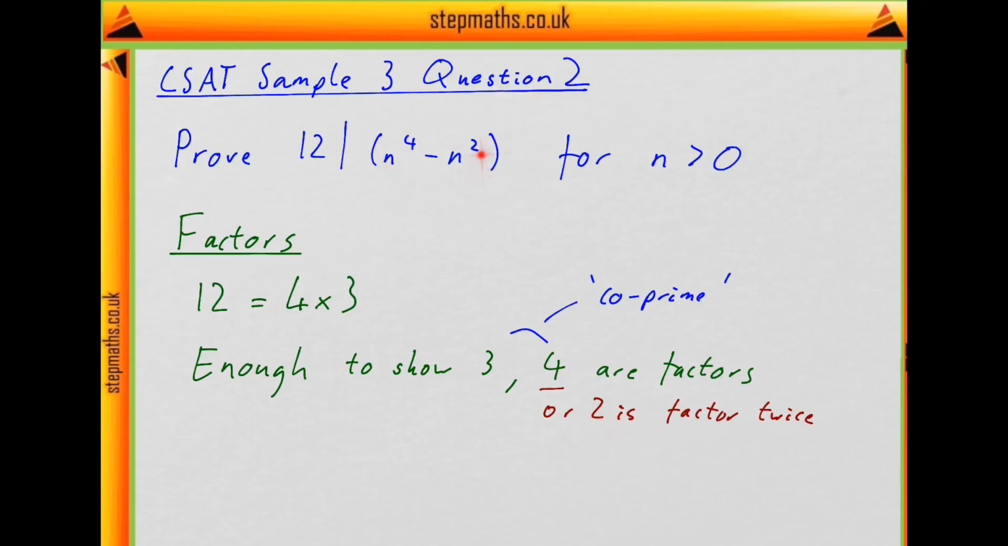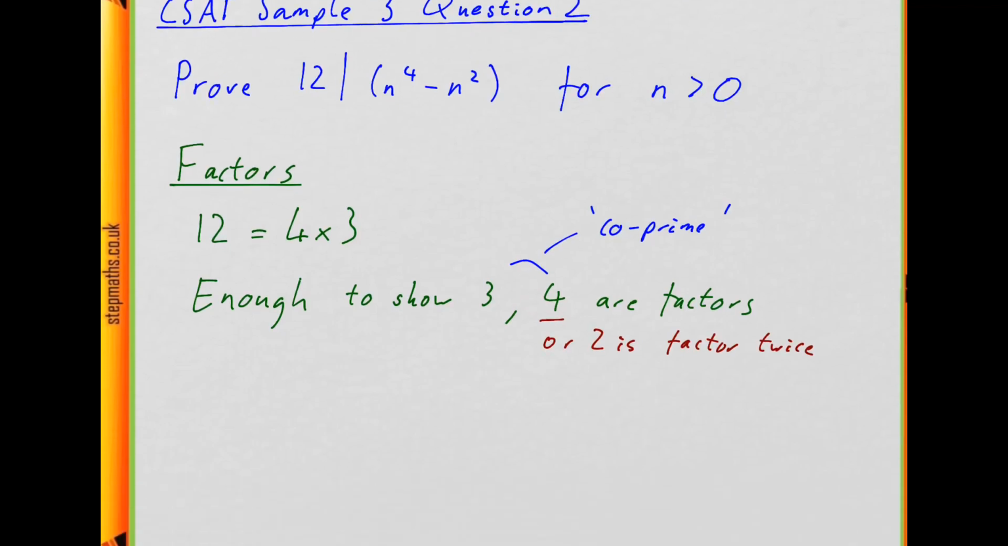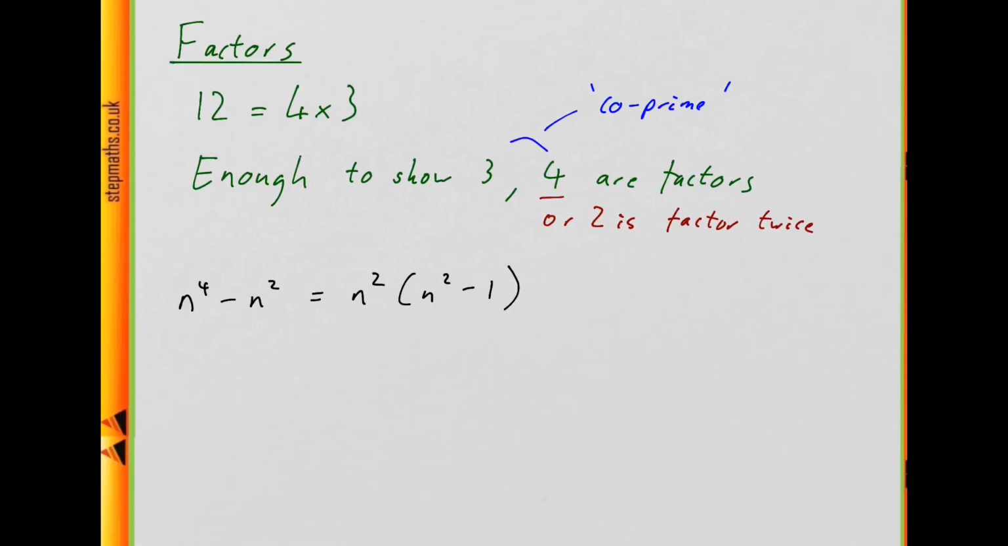Okay, so now let's look at the expression and its factors, and then think about how we can show these small numbers go into it. So n to the 4 minus n squared, well, the easiest factor to take out is n squared, so we take out n squared, and get n squared times n squared minus 1. And also this is a simple difference of 2 squares, so you should recognise you can factorise that into n minus 1, n plus 1.